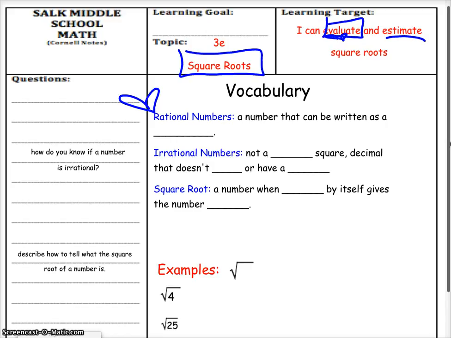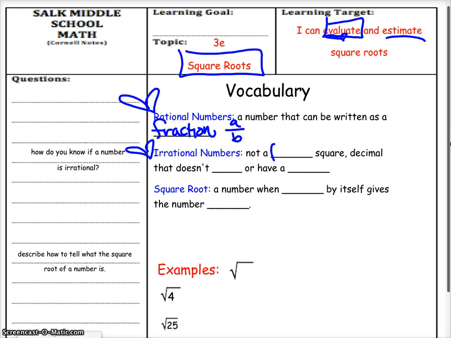A rational number is a number that can be written as a fraction. If you can write something as a fraction, it is rational. If you can turn something into a fraction, it's rational. Irrational number is the more complicated identification. Irrational numbers, there's just a few that are irrational.